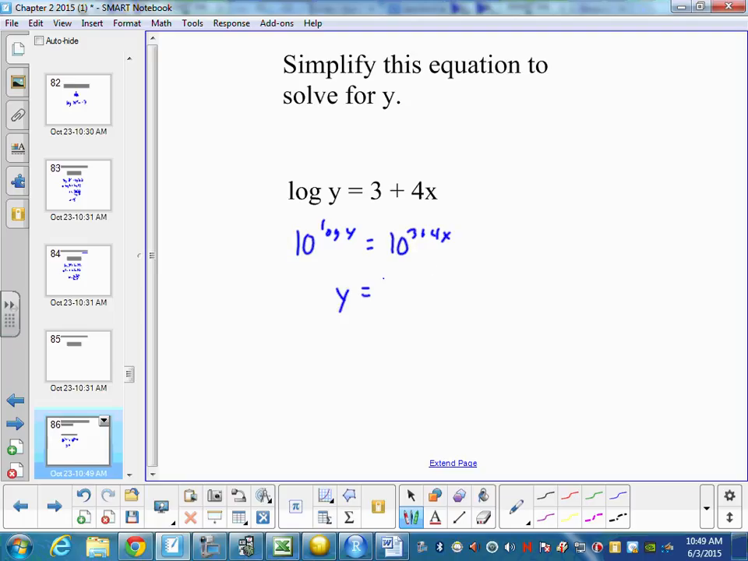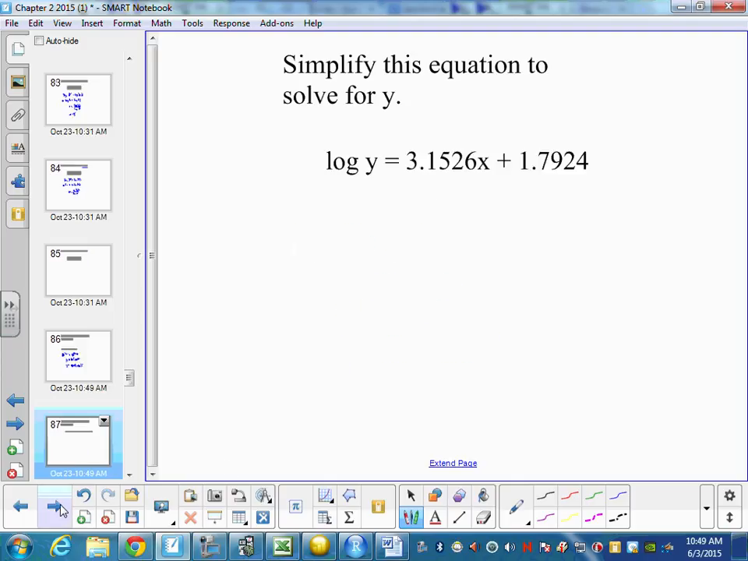Now we simplify this right side, being 10 to the third times 10 to the 4x. And 10 to the third is 1,000. 10 to the fourth is 10,000. And that x stays up in the exponent. Usually, it's not going to be that pretty. It's going to look more like this.